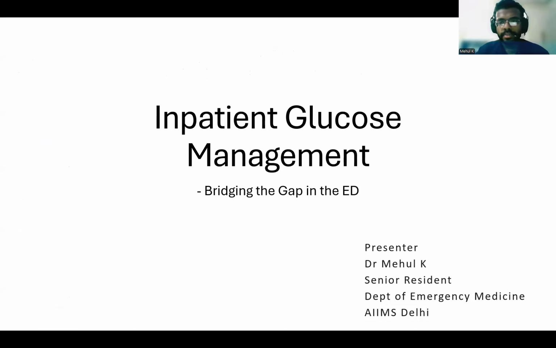And we are going to speak about something I feel quite strongly about, which is inpatient glucose management. This excludes DKA and HHS, which I think most emergency physicians are very comfortable with. We're talking about the other conditions where you need to control the glucose, but it's not exactly a hyperglycemic emergency per se.